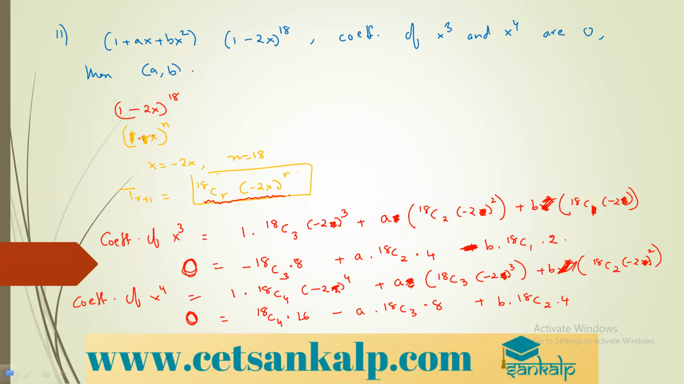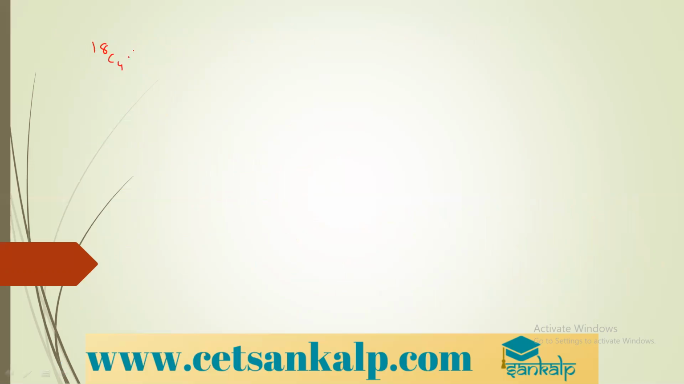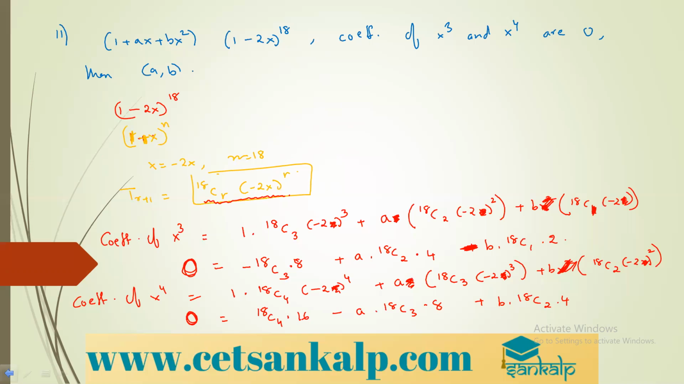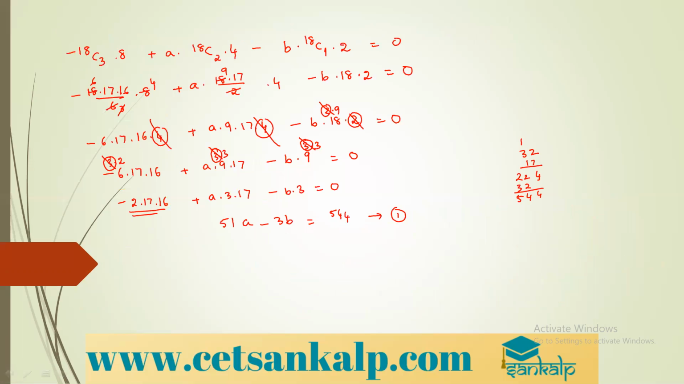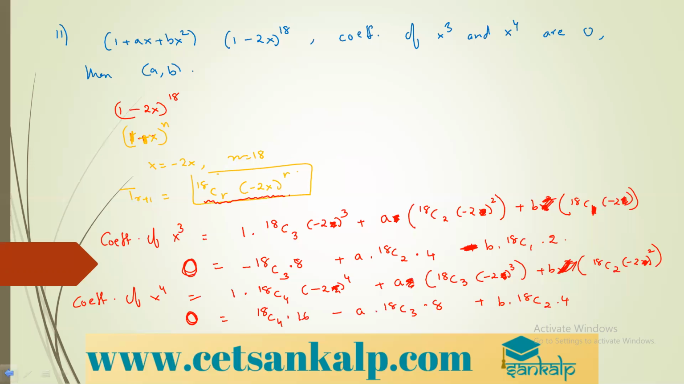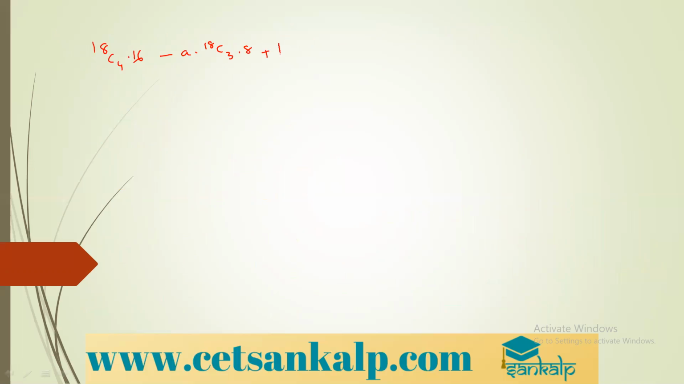What is the second equation? I have to simplify on the next page. 18C4 into 16. It will take some time, but if you are good, you can do it quickly. Minus A into 18C3 into 8. And lastly, B into 18C2 into 4. This is equal to 0. This also I will simplify.